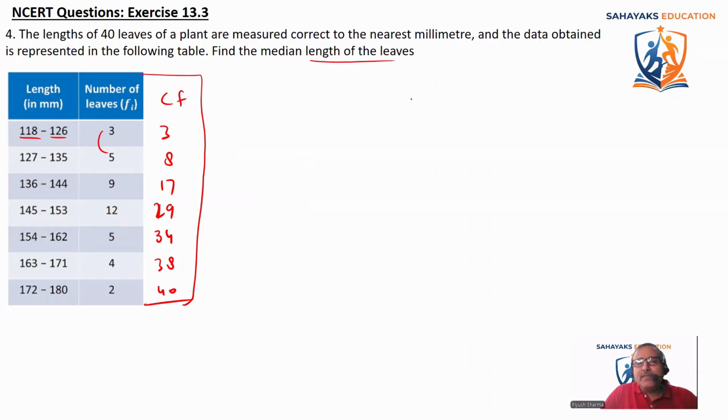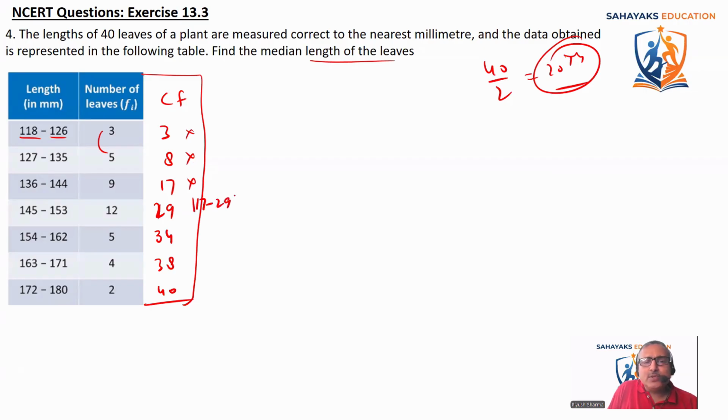Now, what is the middle value of it? This is 40 divided by 2, which comes to be the 20th value. We are looking for the 20th value. So where will the 20th value lie? Will it lie here? No, it will lie somewhere here, because the 17th to 29th value is going to lie in this class. So that means the 20th value is going to lie in this class. So this class becomes the median class.